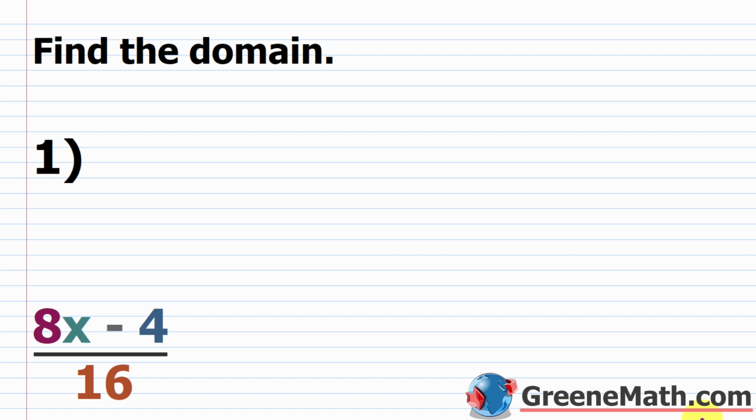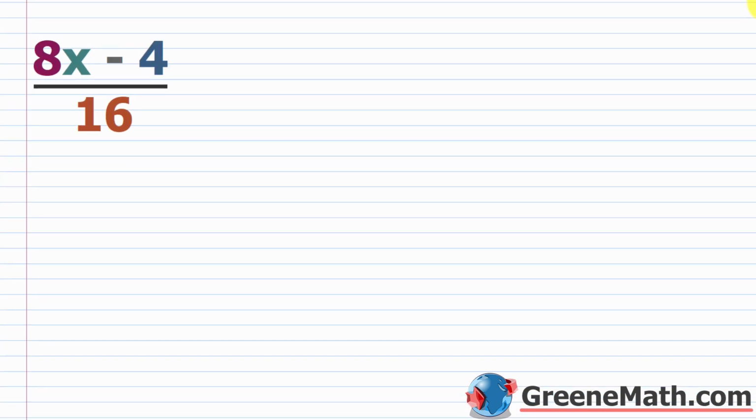All right, let's take a look at our practice test. For the problems today, we're going to be finding the domain. So let's move this down here. For problem 1, we have this rational expression 8x minus 4, then over 16. So when I say find the domain, what this means is find the set of allowable x values. So what am I legally allowed to plug in for x?